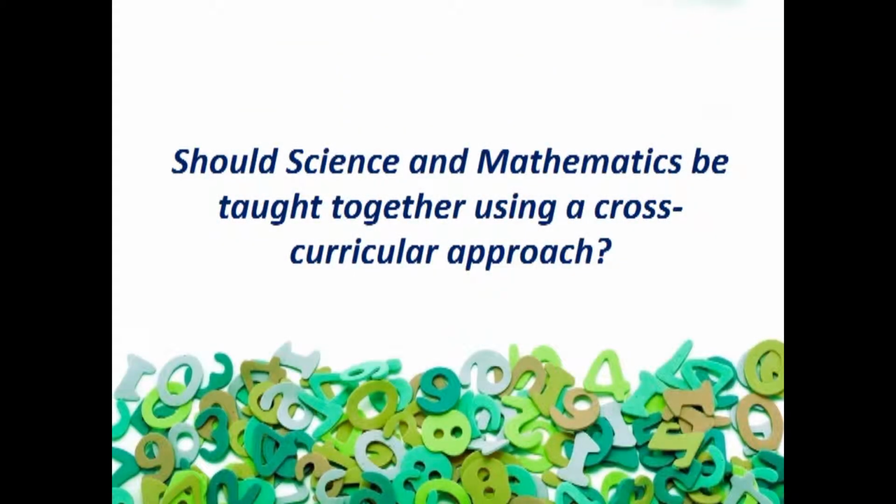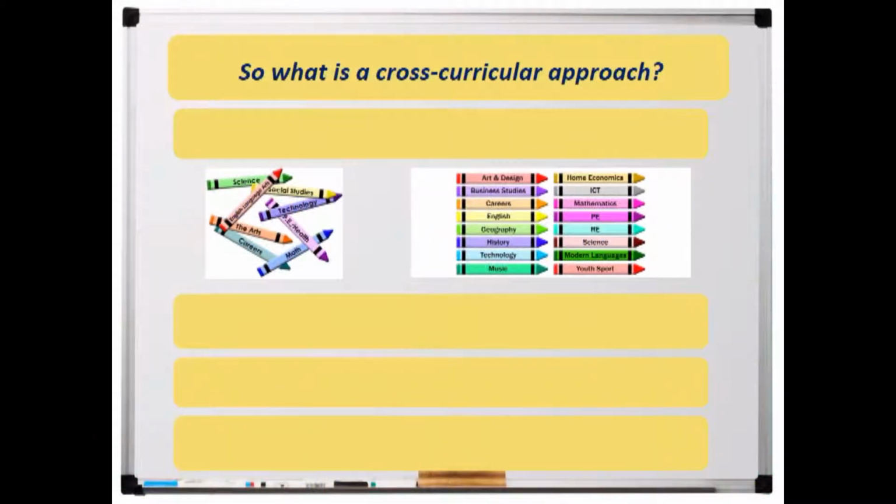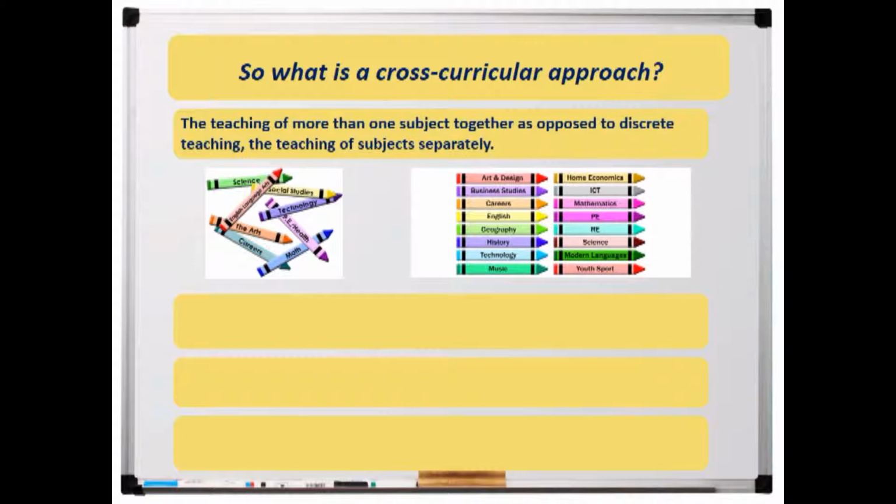Should science and maths be taught together using a cross-curricular approach? So what is a cross-curricular approach? Cross-curricular teaching involves synthesising the teaching of subjects together thematically, while discrete teaching approaches subjects separately.